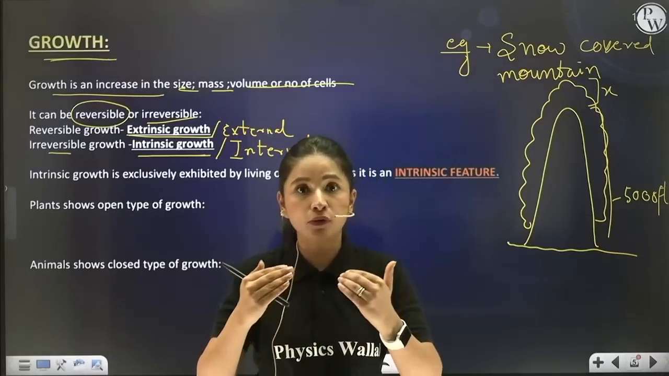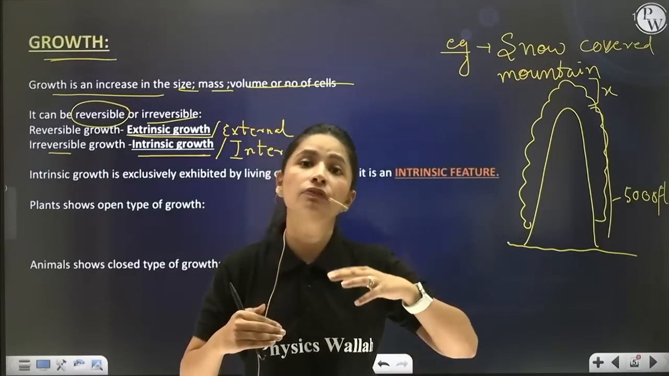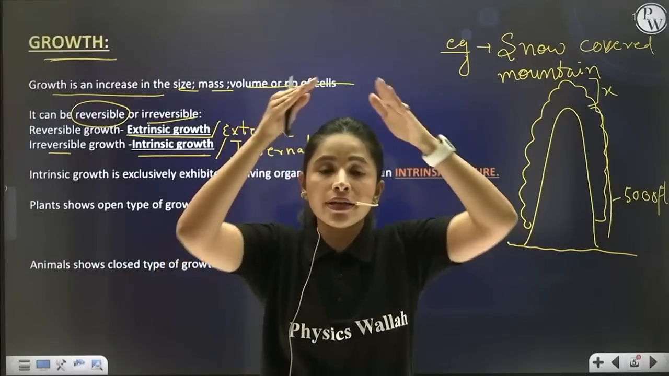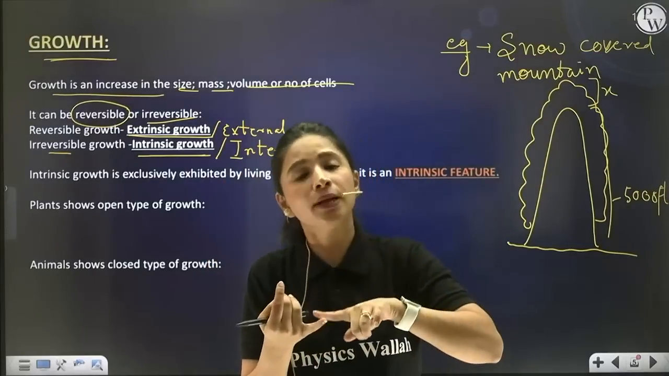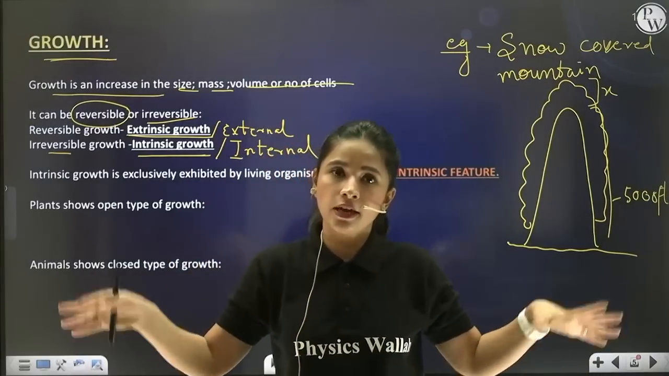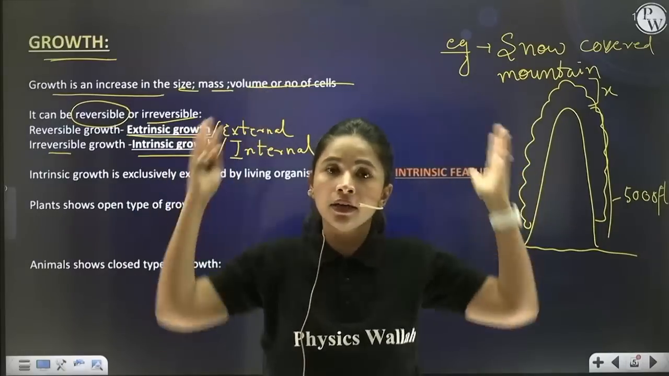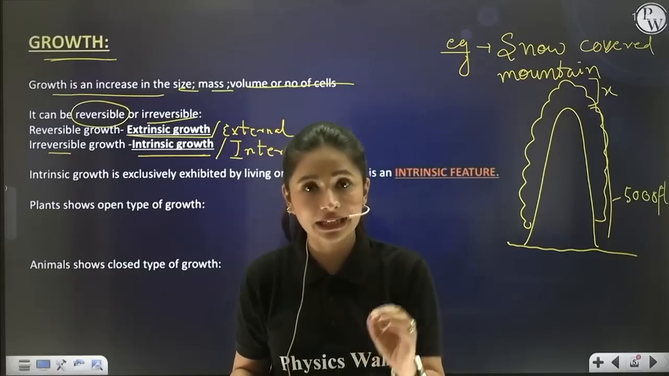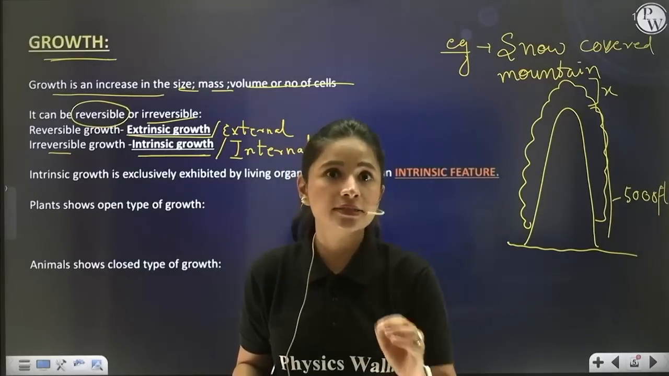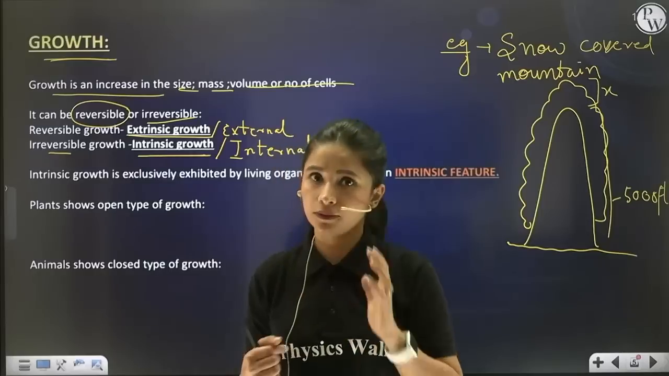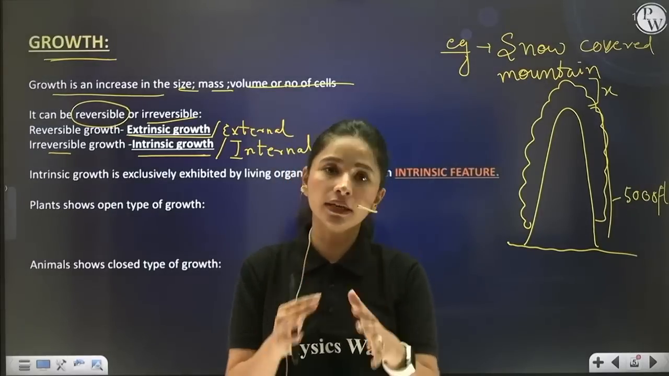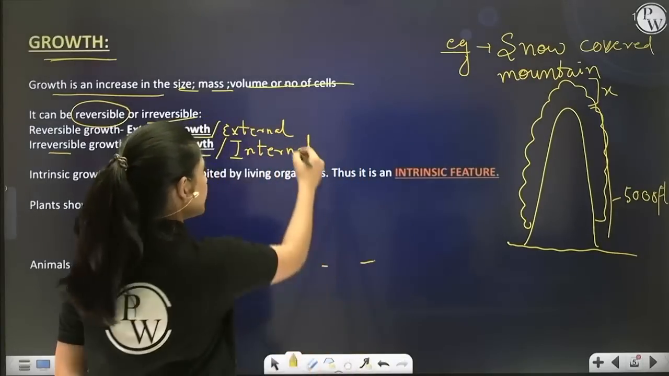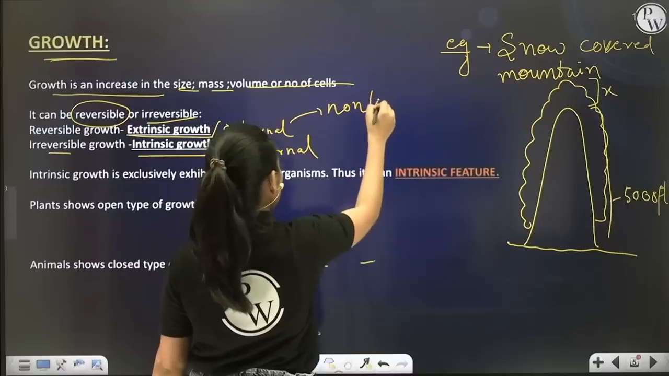So what is this type of growth? This is external reversible growth. External, why? Because externally on the mountain, snow is just getting deposited and it is temporary. Summers will come, snow is going to melt. Winters are going to come, again snowfall, again the height is going to increase. So this type of temporary growth, which is external and reversible in nature, is called extrinsic growth. And it is exhibited by non-living objects. Clear to everybody? Very good. So it is exhibited by whom? It is exhibited by basically non-living objects.